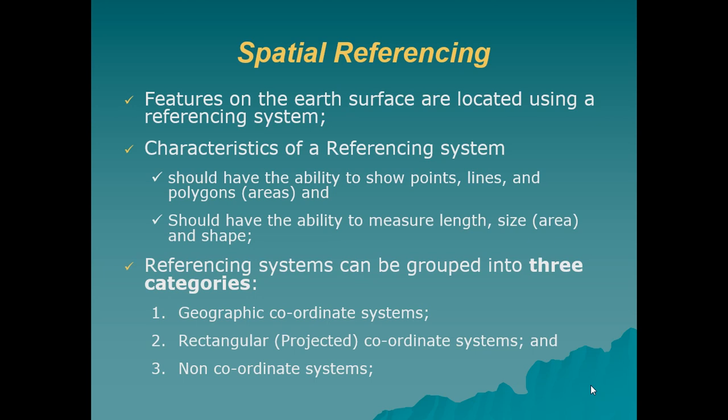Now, referencing systems can be grouped into three categories. We have geographic coordinate systems, which we looked at already. We have rectangular coordinate systems, or in other words, projected coordinate systems, which we also looked at. Remember, geographic was using latitude and longitude. For projected coordinate systems, we used UTM. And then we also have a third category called non-coordinate systems.